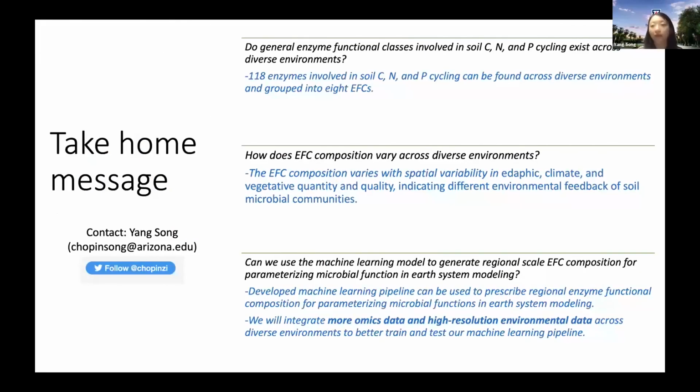Okay, so this is my take-home message, and basically the 3 questions I mentioned today, we thought that our machine learning model can answer that. And we are also integrating more omics data and also high resolution environmental data like the mass spectrometry data to further improve this machine learning pipeline. If you are interested in our research, please feel free to contact me. Okay, thanks. Sorry for running over time a little bit.